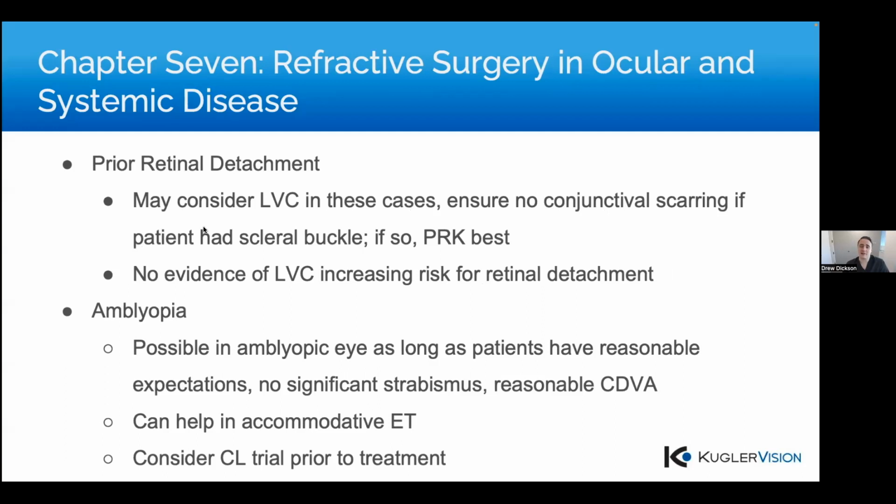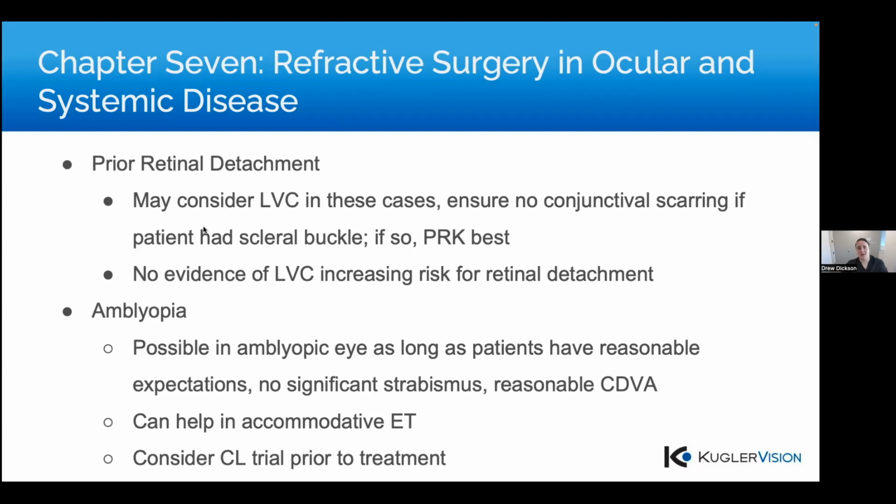So at our practice, typically if a patient has myopia greater than a -6 or an axial length greater than about 26, we'll send them to a retinal specialist just to be screened and make sure they don't have any pre-existing pathology that can be treated prior to surgery.